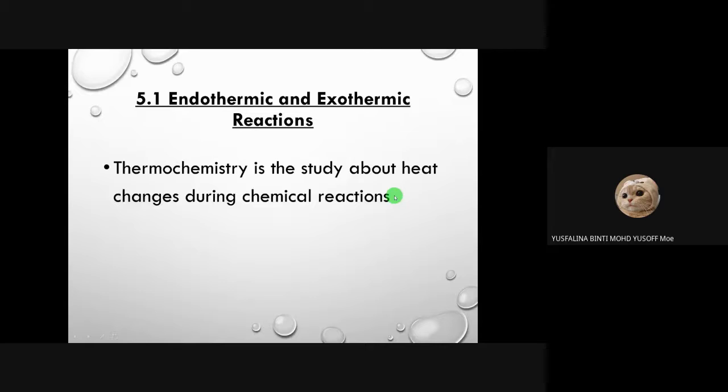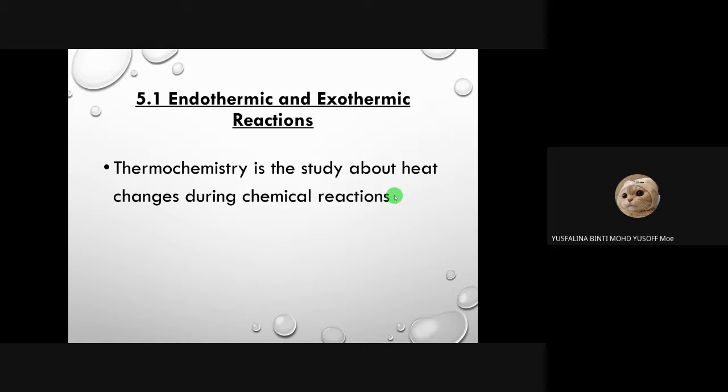So, endothermic and exothermic reactions. Before I explain to you what an endothermic reaction and an exothermic reaction are, let's see what thermochemistry actually is. Thermochemistry is the study of heat changes during chemical reactions. Thermo means heat. So it's whether heat is released or absorbed during a chemical reaction.